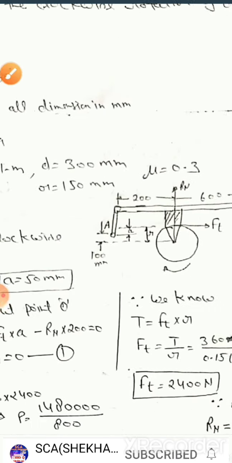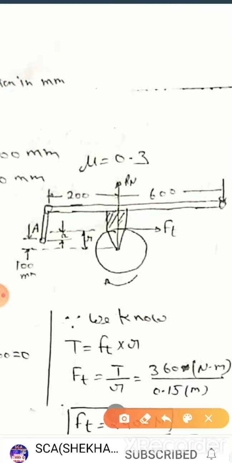Now zoom on. This is the central line of rotation of the wheel. This is the pivot point A. This is the gap of 100 mm, and this is the radius R.